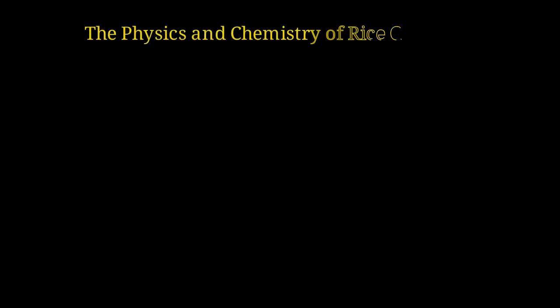Welcome to this rigorous scientific lecture on the physics and chemistry of rice clumping. Today we're going to explore why rice can form sticky masses or stay separate, depending on type and preparation method. Let's start with the fundamental question. What determines whether cooked rice grains stick together or remain separate? The answer lies in two interconnected phenomena: granular mechanics and starch gel formation.